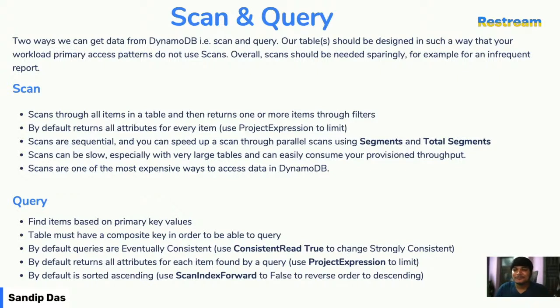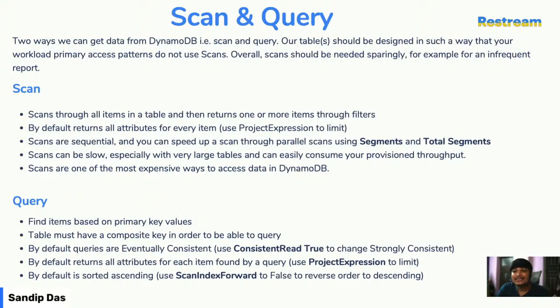No worries on that. The second thing is that scan by default returns all the attributes for every item. Use a projection expression to limit that. Suppose you're running a scan on a particular table, it returns all the attributes. To make it faster, you put a limit on the number of attributes so that you don't get overwhelmed. You can utilize the projection expression. I'll be explaining all these things, so don't worry about that.